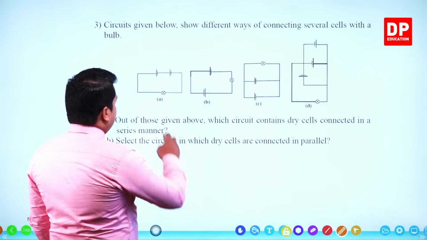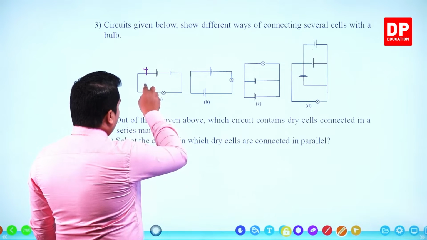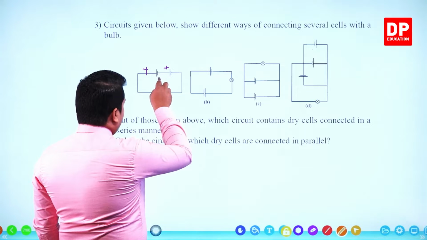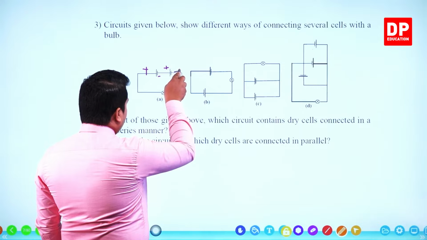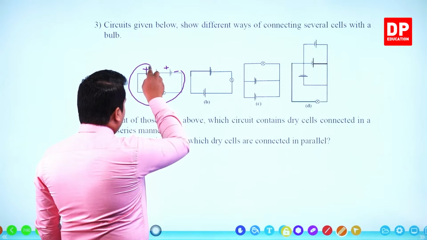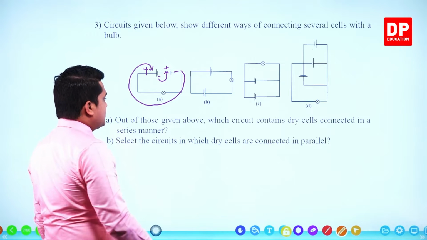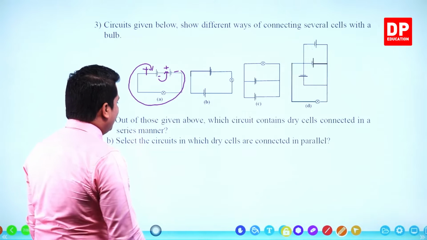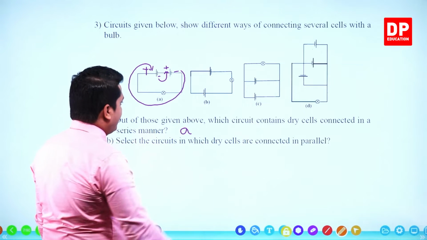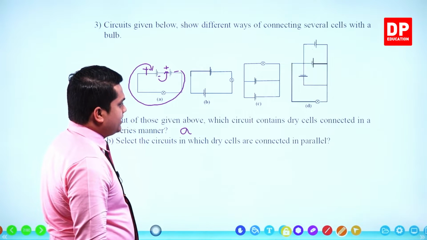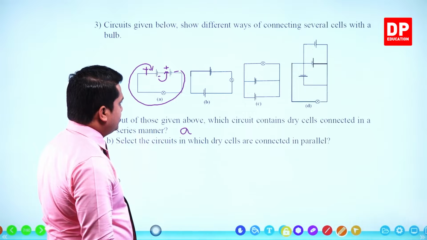So let's see, here positive, and here negative, here once again negative. So positives are joined with negatives, negatives with positives. Opposite terminals are connected to each other means A. A is an answer for a circuit which contains dry cells in a series manner.